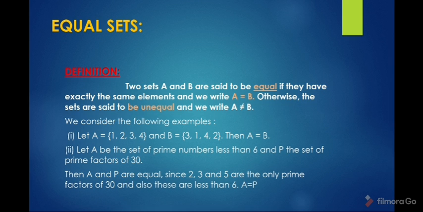If you look at example number 1, A consists of 1, 2, 3, 4, and B consists of 3, 1, 4, 2. As you can see, in both sets A and B the elements are the same: 1, 2, 3 and 4. The order of the elements is different. Here the first element is 1, here the first element is 3. The order is different but the elements are the same. That's why they are equal sets.